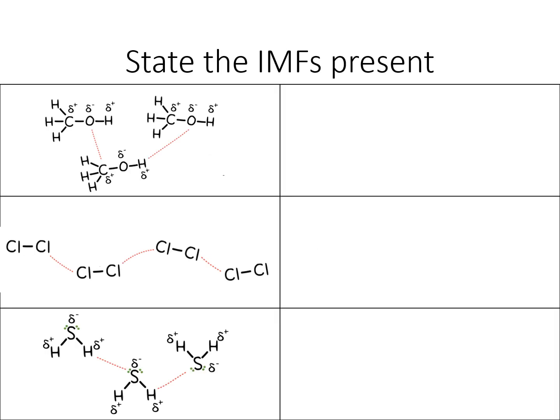So, quiz time. What I want you to do here is we've got three sets of chemicals. We've got methanol, we've got chlorine, and we've got hydrogen sulfide. So three separate containers. Can you name the intermolecular forces present? And I'll give you a little help. The dashed arrow represents an intermolecular force, but there may be other ones there that are not represented by the dashed line. So pause the video and come back to it in a second or two.